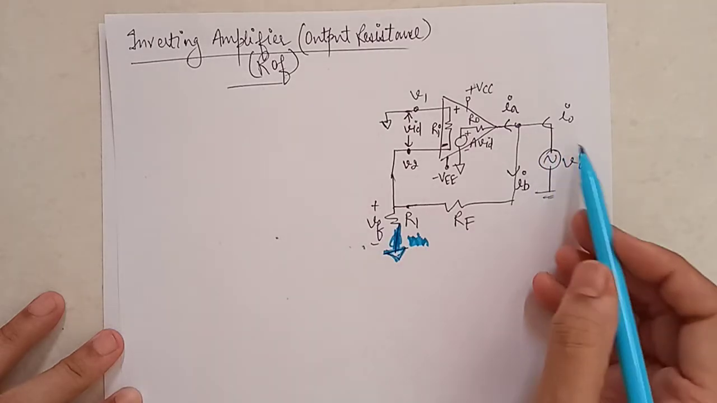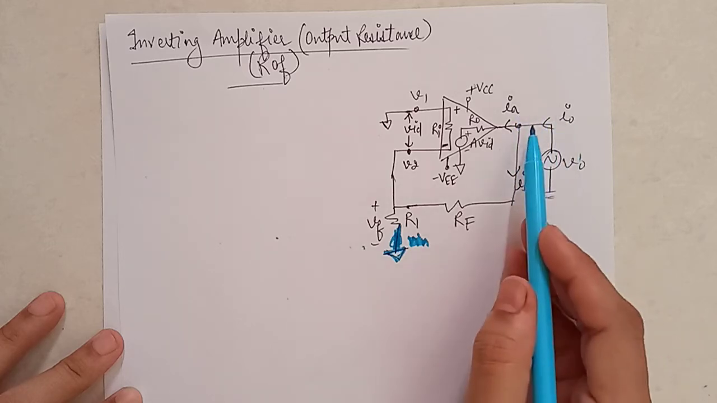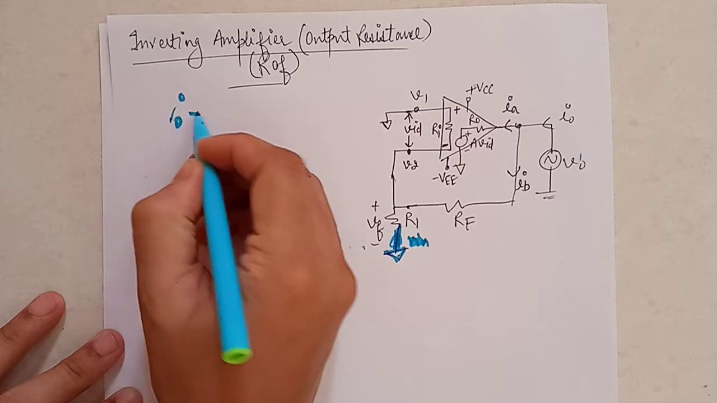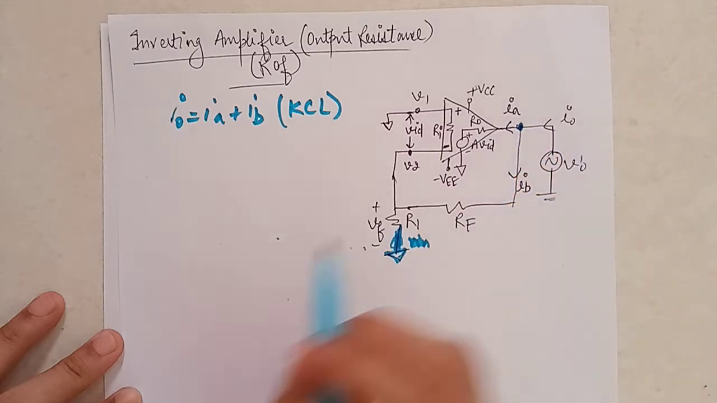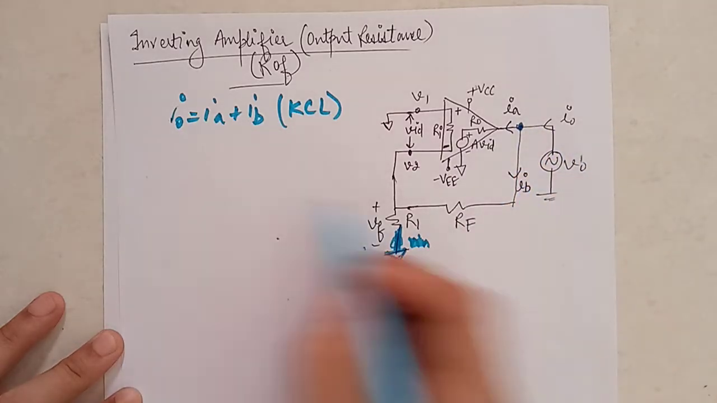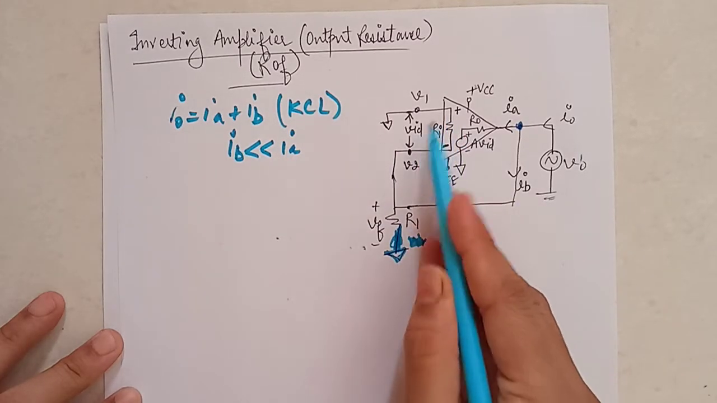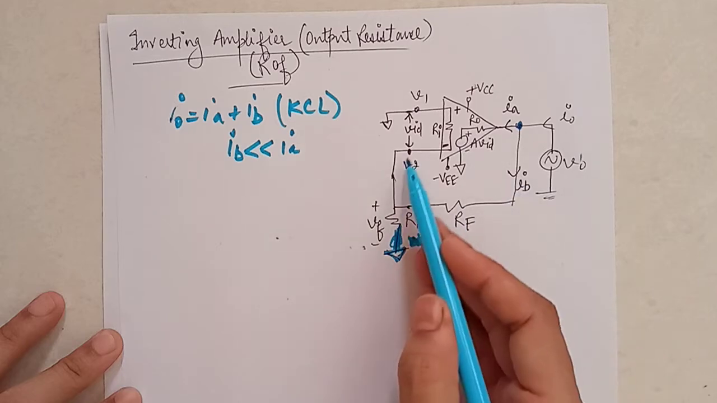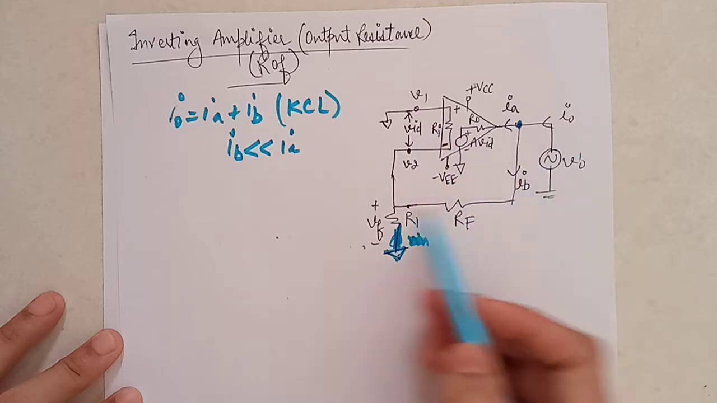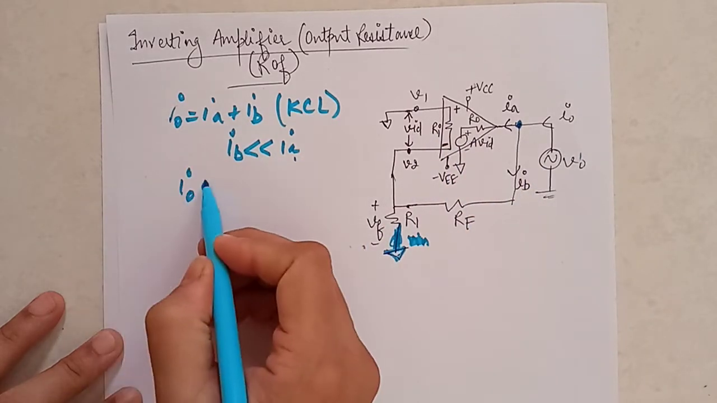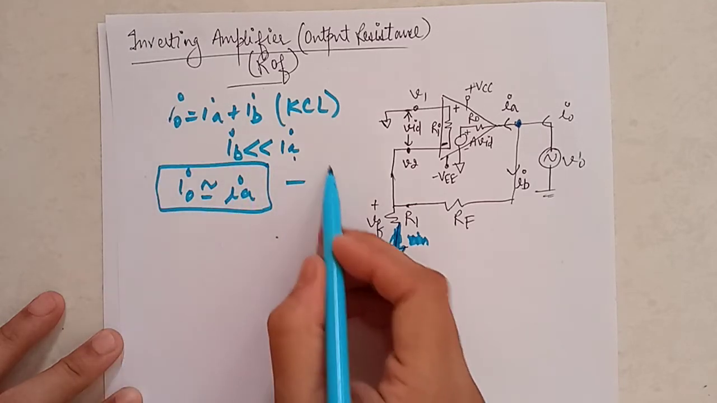Second thing is we are connecting an output voltage source, which is a test voltage source V0, which is forcing a current I0 here. This I0 is equal to the sum of IA plus IB by using KCL at this node. Now if you see here, IB will be very small as compared to IA because our input resistance is high, so the current going into the input resistance will be very small. So I can approximate IA as I0. This is our first equation.